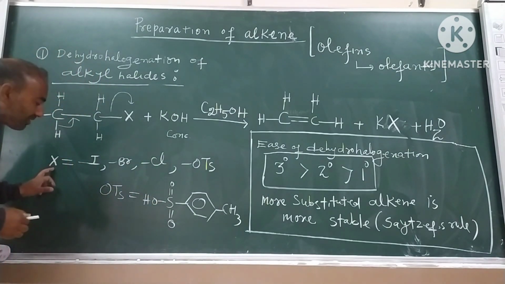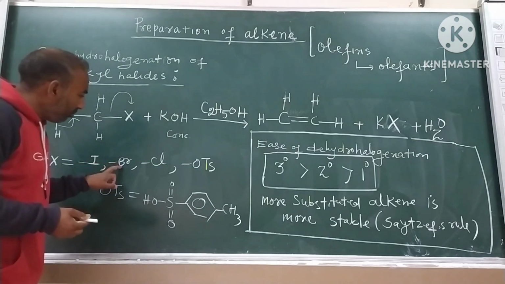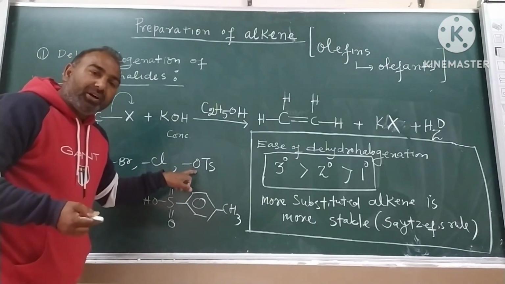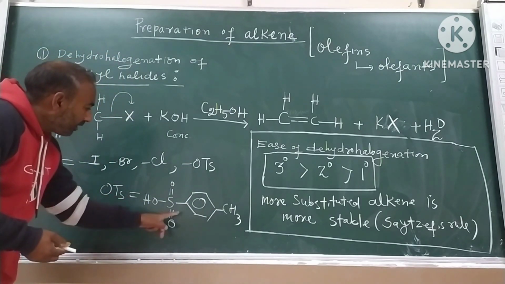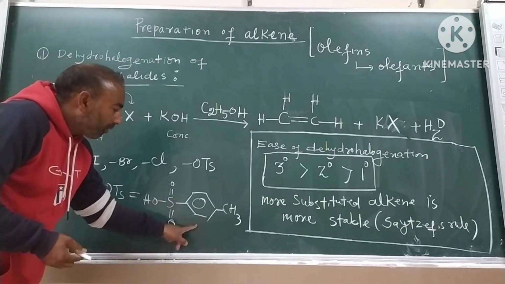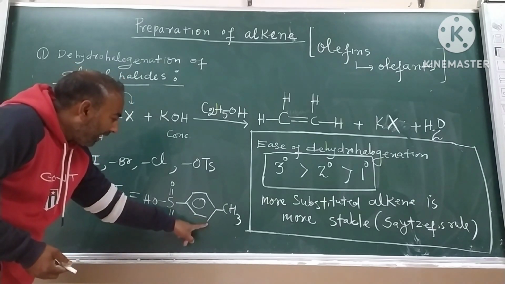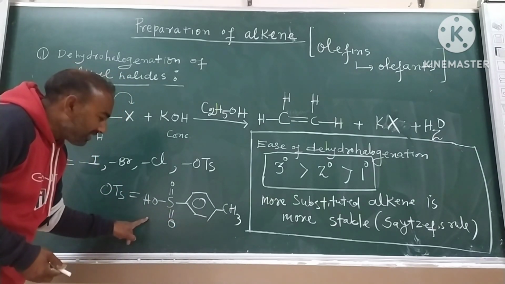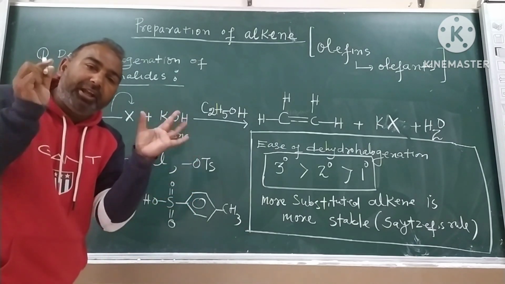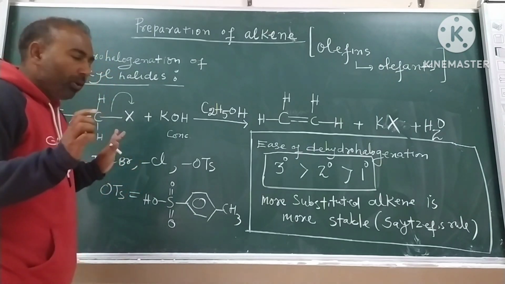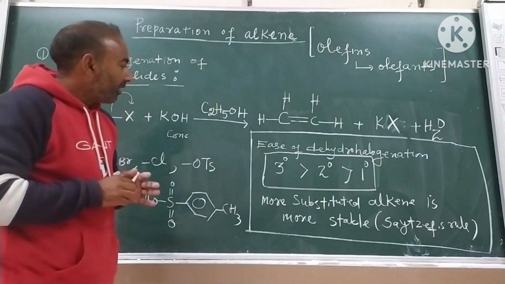What is X? X is a leaving group. It can be iodine, bromine, chlorine, or OTs. What is OTs? This one, para-toluene sulfonic acid. It is used in elimination reactions. It's a very good leaving group. Okay? So this is the first method of preparation of alkenes.